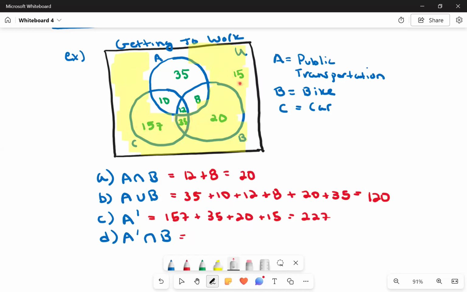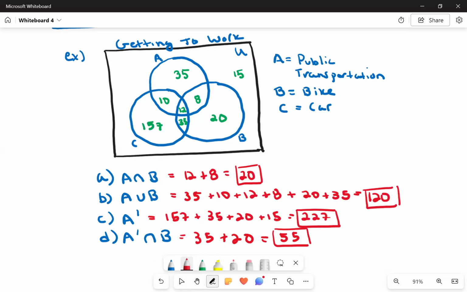That's what the intersection means. So these two are in B. That would be 35 and 20. Those are numbers that are in B, but not in A. So that's 55 people that bike only and do not take public transportation. Visually, if I were to shade that, that would just shade this section only. Everything in B, but not in A. That's how that would look.